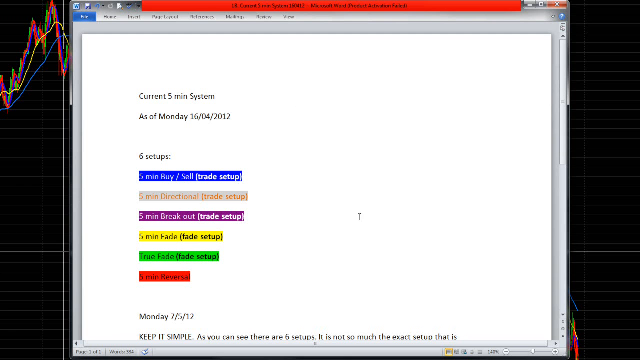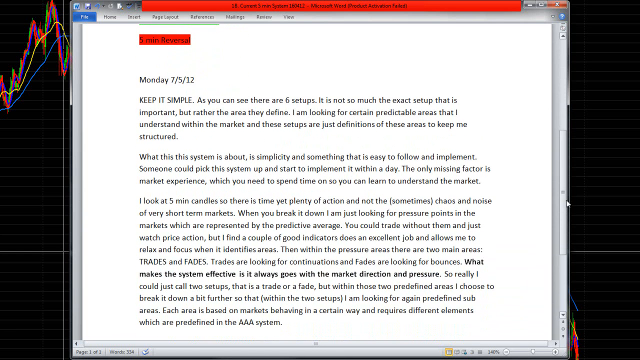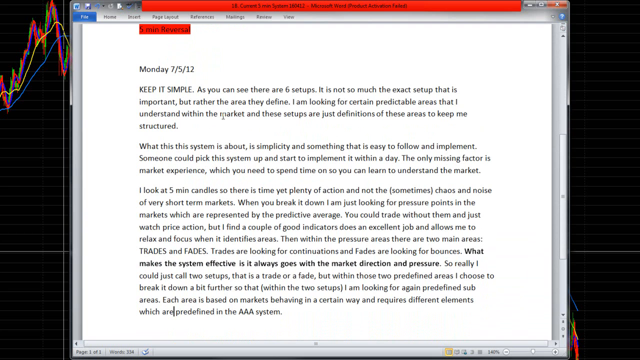I'll get more specific about those and what a setup looks like for those that haven't really seen that yet. But before I do that, there's something here I just wanted to quickly touch on, and let me take you through it. So what I've said here is keep things simple. So there's 6 setups there, and what I want to show you, it's not so much about the exact setup that's important, but rather about the area that they define. I'm looking for certain predictable areas, and that's what you guys are doing too, is applying something that's predictable.